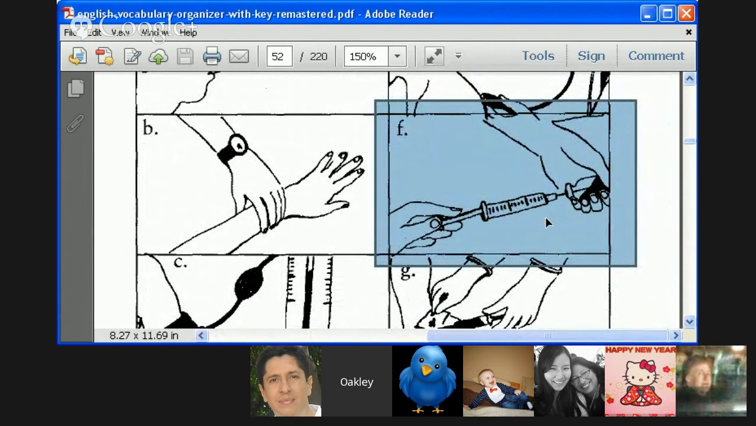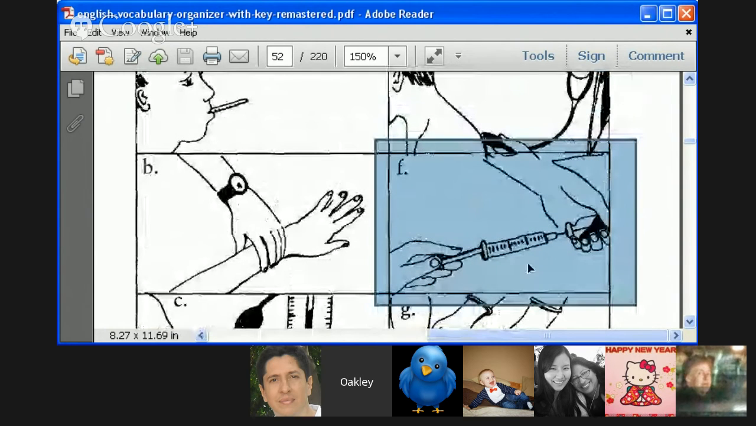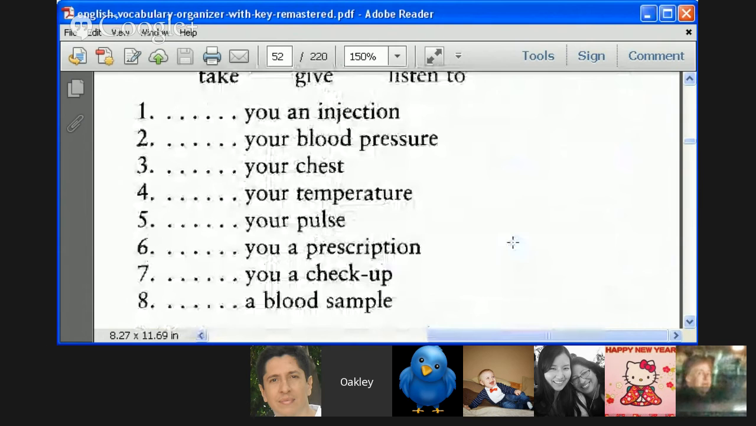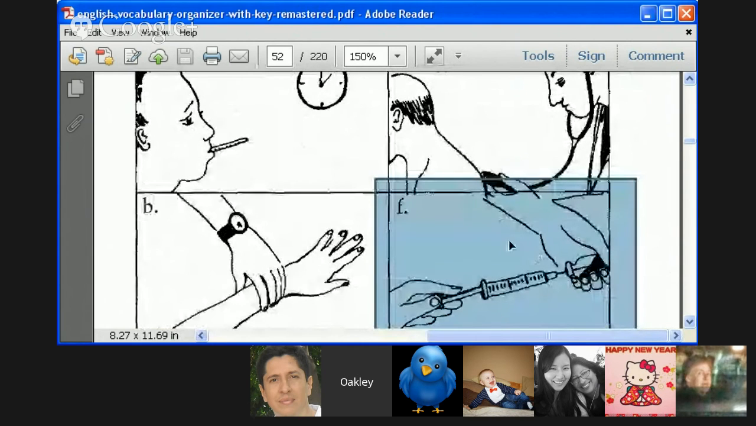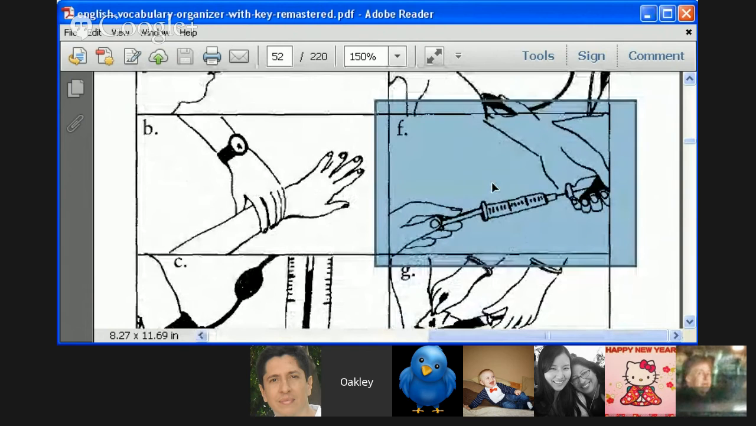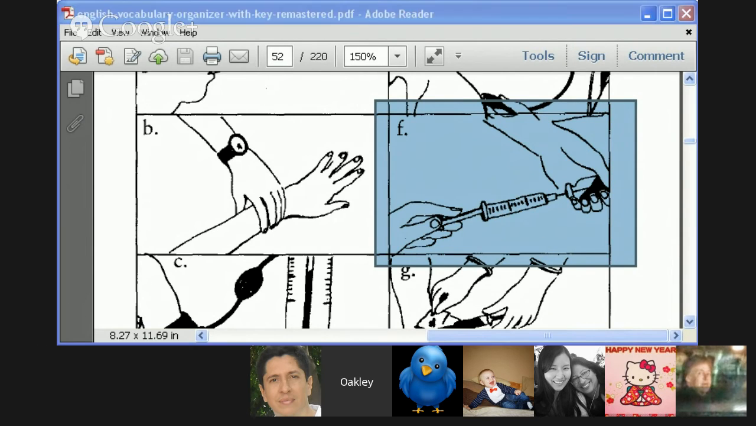F, Heidi, what's going on here? I was looking at B. Oh, okay, F. Giving an injection or taking a blood sample. I think in this one he's giving an injection, or he's not doing it yet, but he's getting ready to give an injection. Also, injection, inoculation.